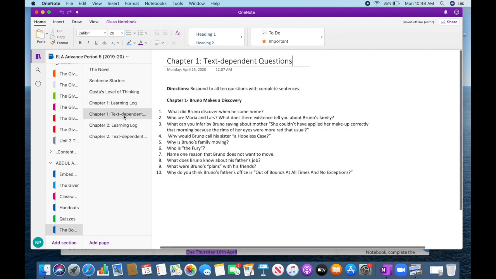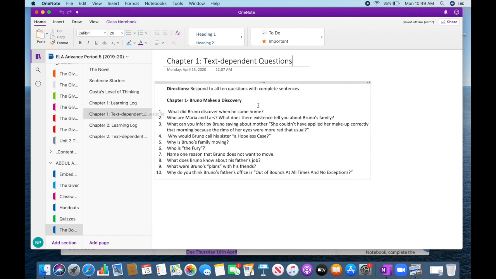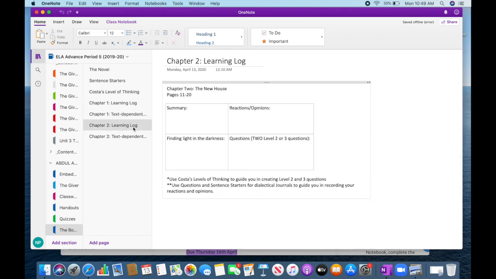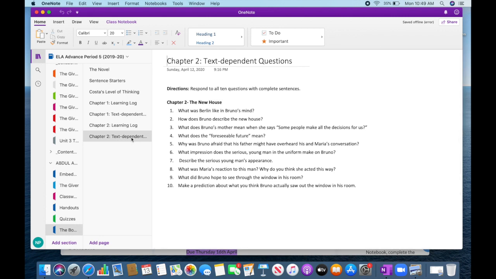Next, you have text-dependent questions. So you have 10 questions for chapter 1. And you're going to go ahead and type your response right underneath the question. So type your answer here. When you're ready to look at chapter 2, you have the same setup for learning log chapter 2, and then you have those 10 text-dependent questions. Please make sure that you are writing with complete sentences.